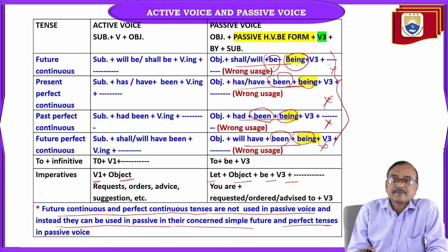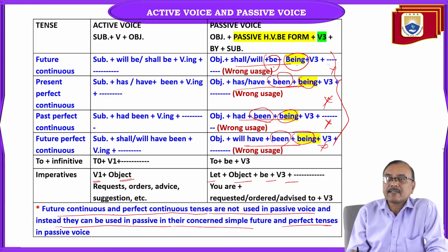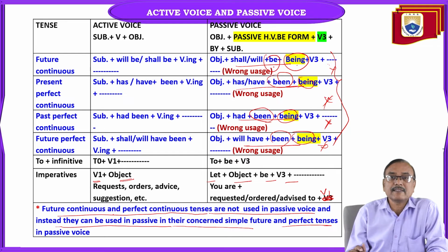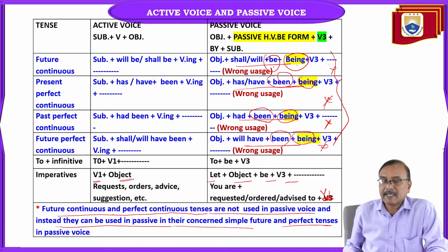Or you can start like this: You are requested to, not V3 form, you can go with V1. You are requested to close the door. You are ordered to close the door. You are advised to take medicines, like that. That is also a passive structure.